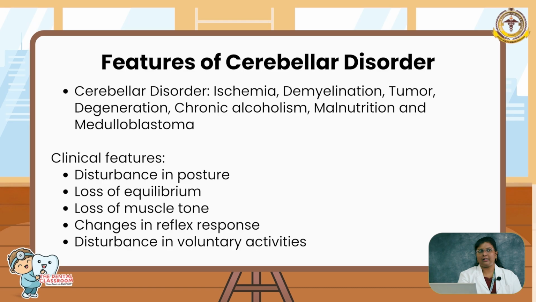If a cerebellar disorder occurs, there are a few clinical features we can assess. There will be disturbance of posture, loss of equilibrium, intentional tremors, and hypotonia, where the muscle tone will be decreased, and there will be changes in the reflex response. Also there will be disturbances in the voluntary activities. So these are the features of cerebellar disorders.